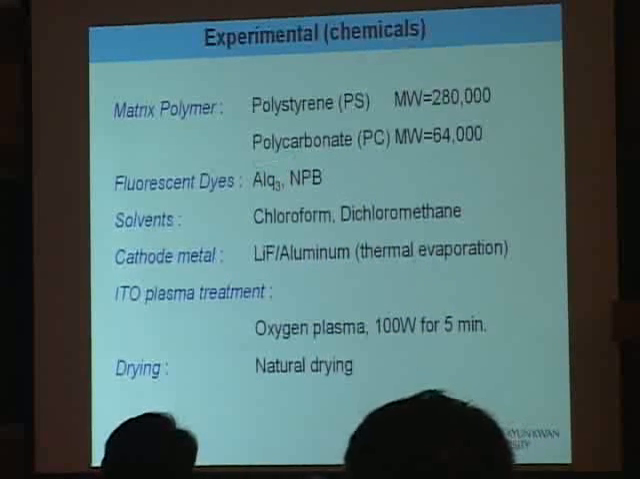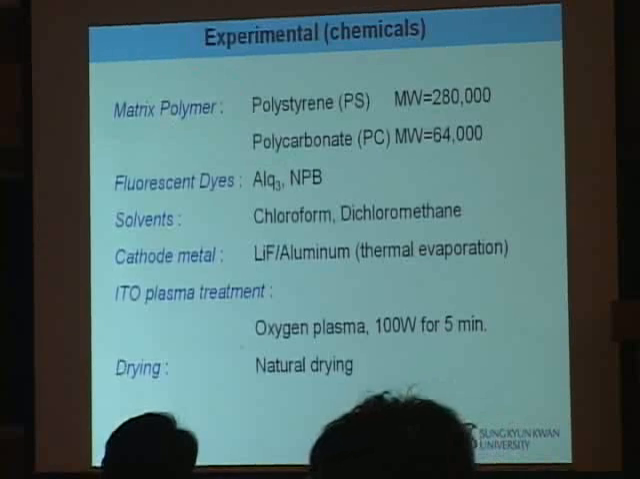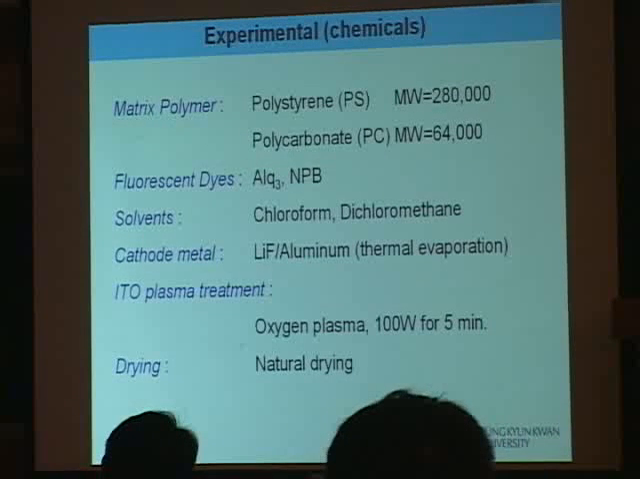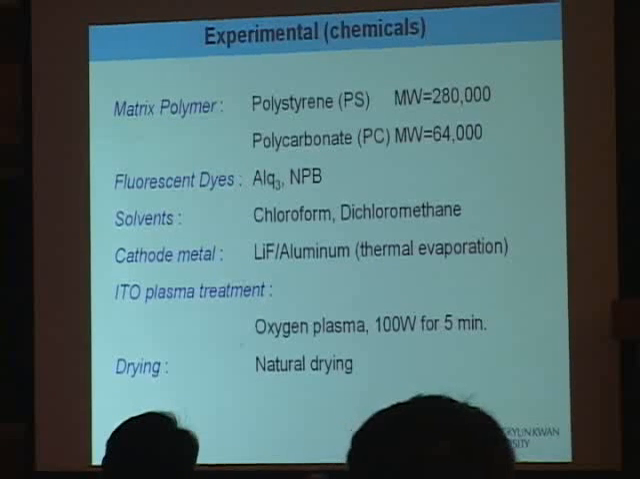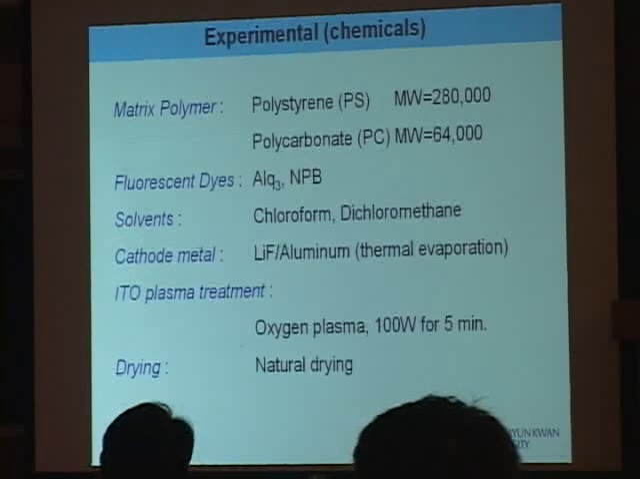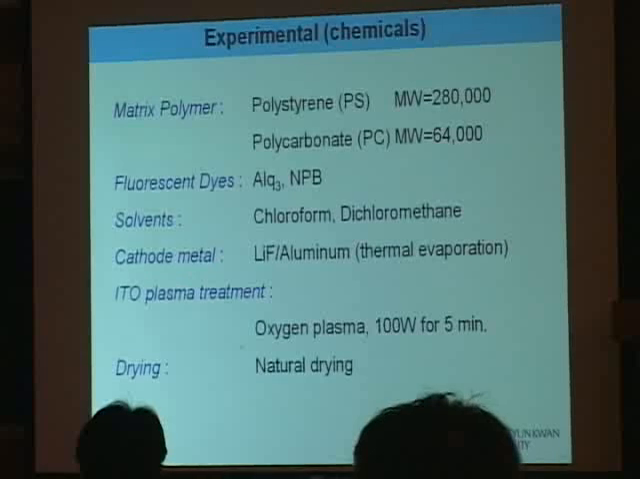The chemicals we have been using are, for matrix polymer, polystyrene and polycarbonate. For fluorescence dye, we use ALQ3, and NPB as a hole transport material. For solvent, we use chloroform and dichloromethane. And cathode metal is lithium fluoride aluminum. And we treated ITO using oxygen plasma.